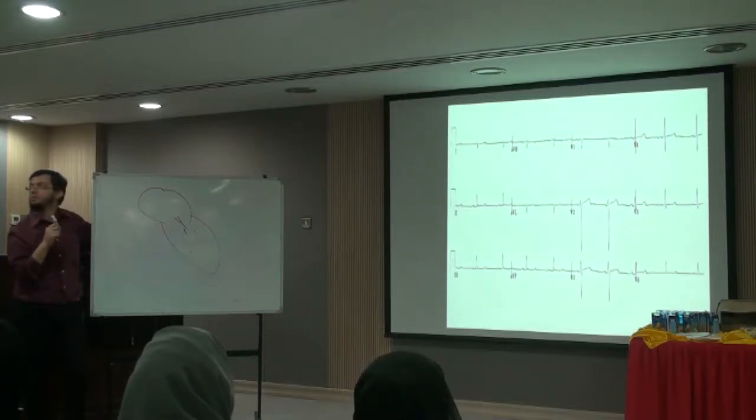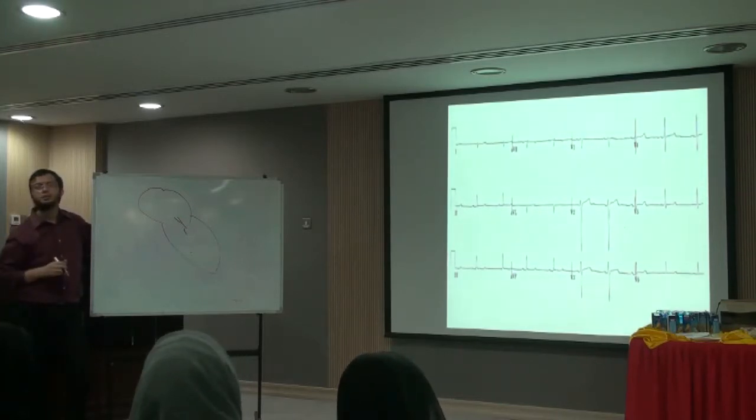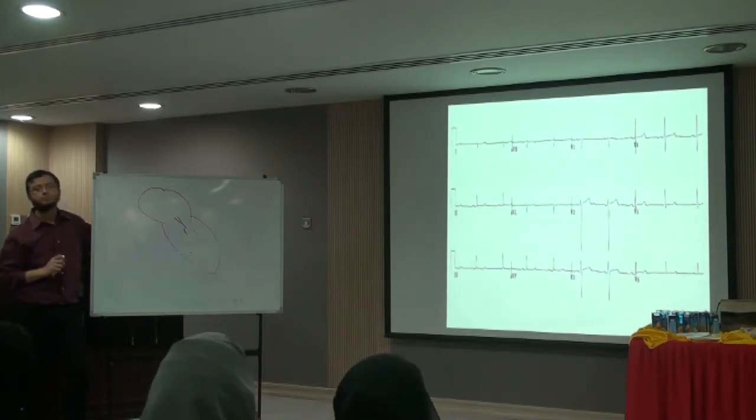Where is the rhythm strip here? It's not here. Okay, so the question is somewhere not related to lead 2, but it's related to the blocks. Any comment?